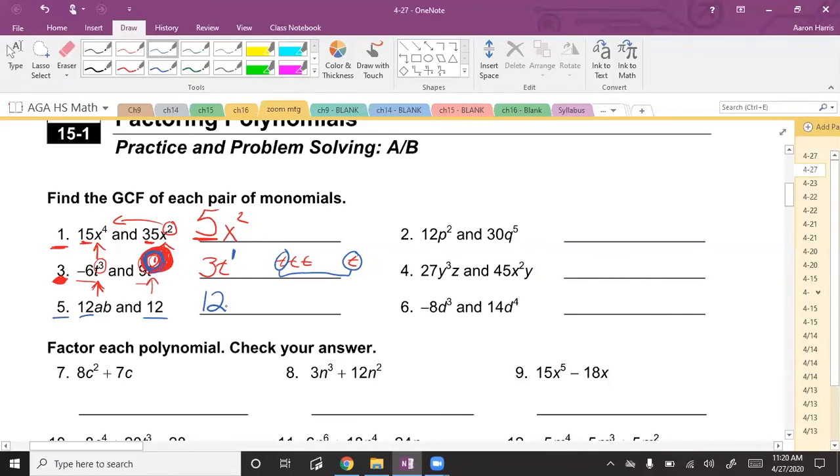Okay. Are there any A's on the right side? No, nor B's. So can I pull out an A or a B? No. So the only thing I can pull out is a 12, correct? Yeah. Great job. With that being said, you would be able to do 2, 4, and 6, correct? Mm-hmm. All right. So let's move on to the next one.